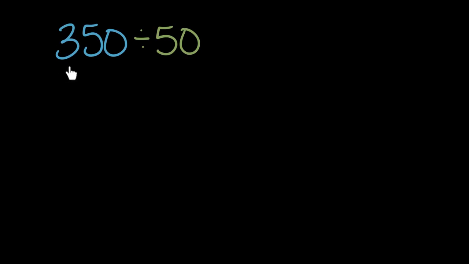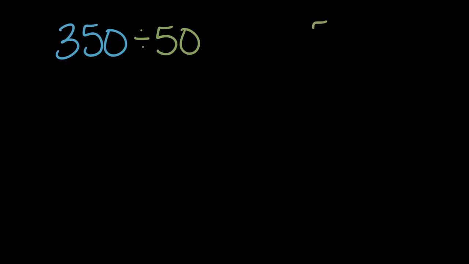Let's solve 350 divided by 50. One way to think about this is if we had 350 of something, let's say something delicious like brownies. If we had 350 brownies and we were dividing them into groups of 50, how many groups of 50 could we get? Well, one idea is to count by 50s until we get to 350 and see how many groups there are.